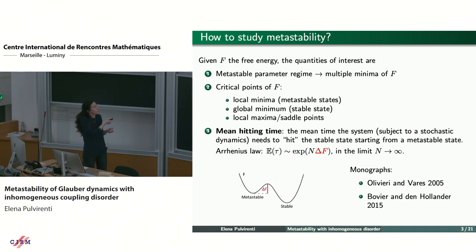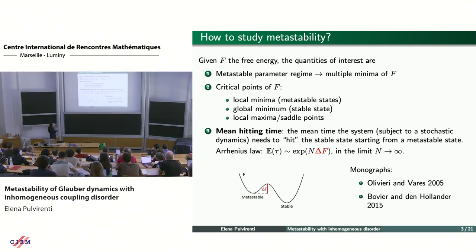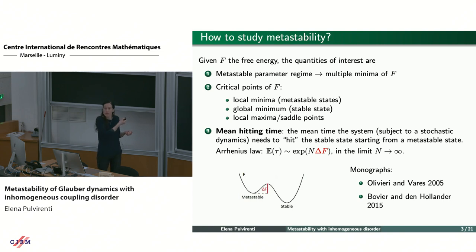And we are interested in this Arrhenius law, which tells us that the mean time is exponentially big in n, which is the size of the system or number of particles, times the free energy barrier that the system has to overcome in order to do this transition. This is the prototype example. We have seen it many times. It's a double-well shaped free energy, where this one is my metastable state and this one is stable. And this delta F is the free energy barrier that the system has to climb in order to do the transition, to condensate.